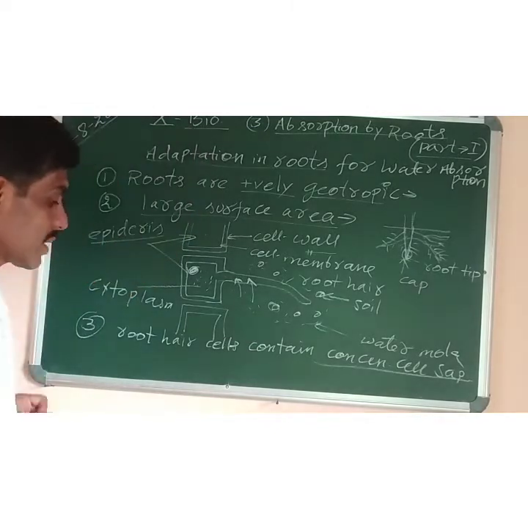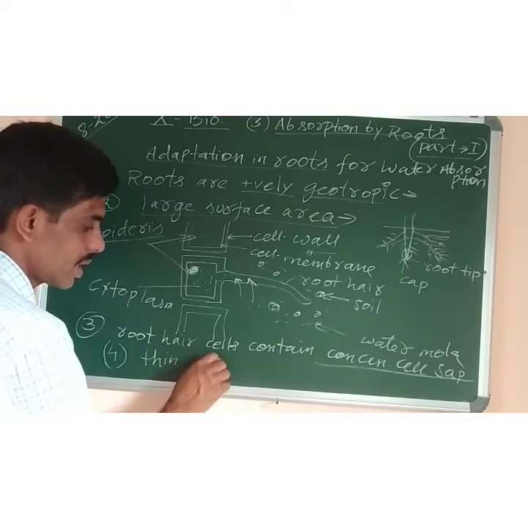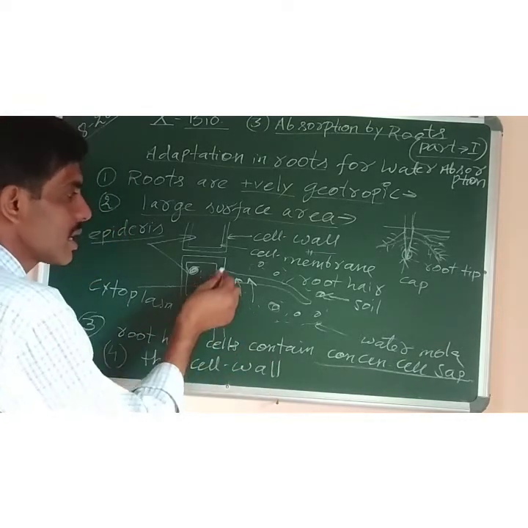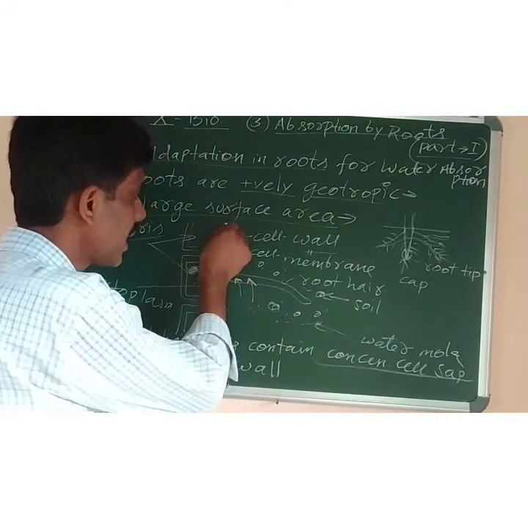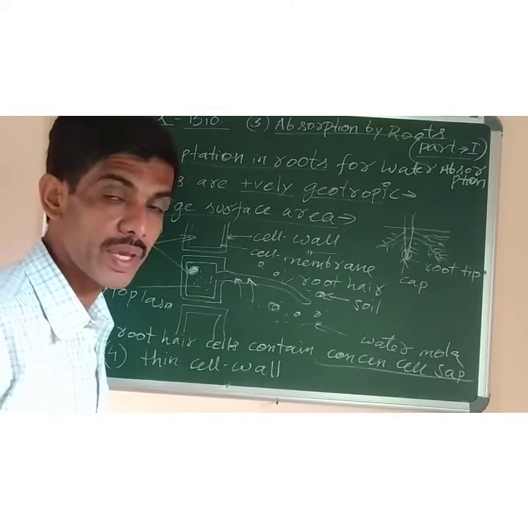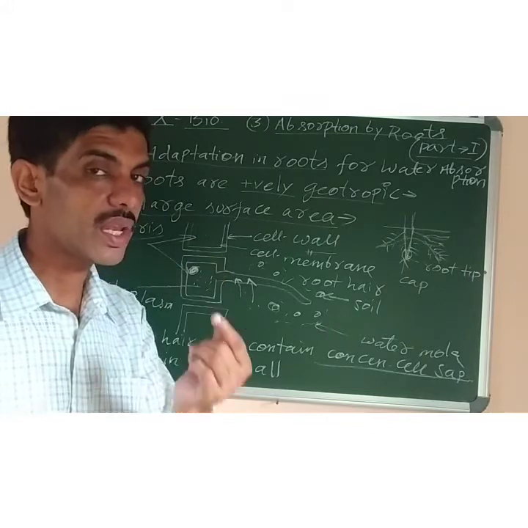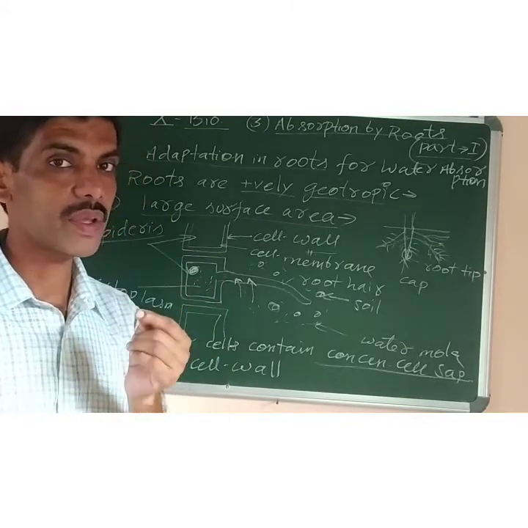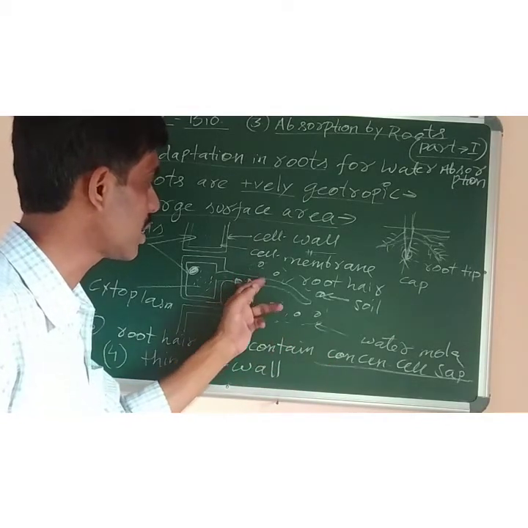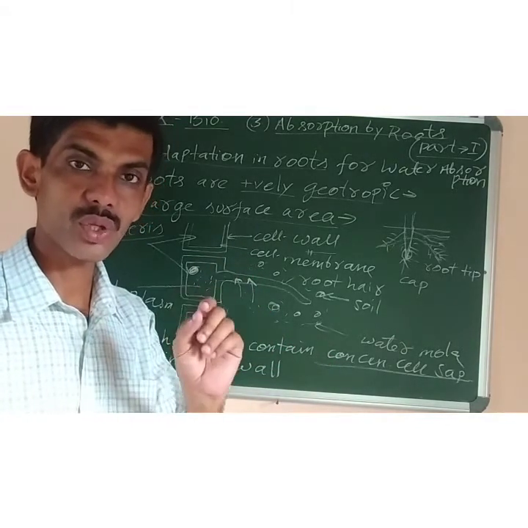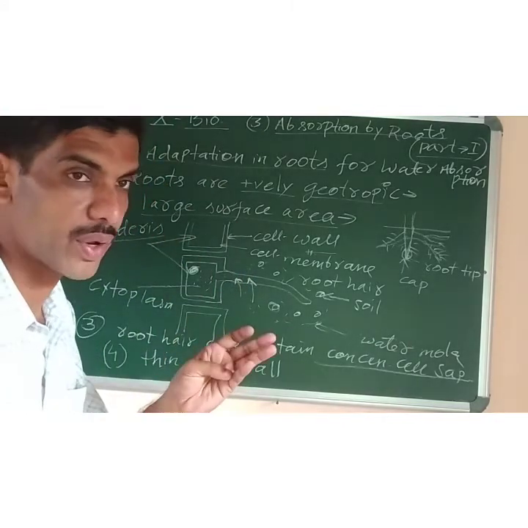And the last point is that root hair cells have a thin cell wall. Because it is a plant cell, of course a cell wall is also there. The outermost layer of the cell is called the cell wall, and it is very thin and also permeable. Permeable means it will allow the water molecules to pass through it. So the thin wall of the plant cell permits the water molecules to enter from the soil into the root hair cells. So this is also one of the adaptations in the roots for the absorption of water. So what are the four adaptations?